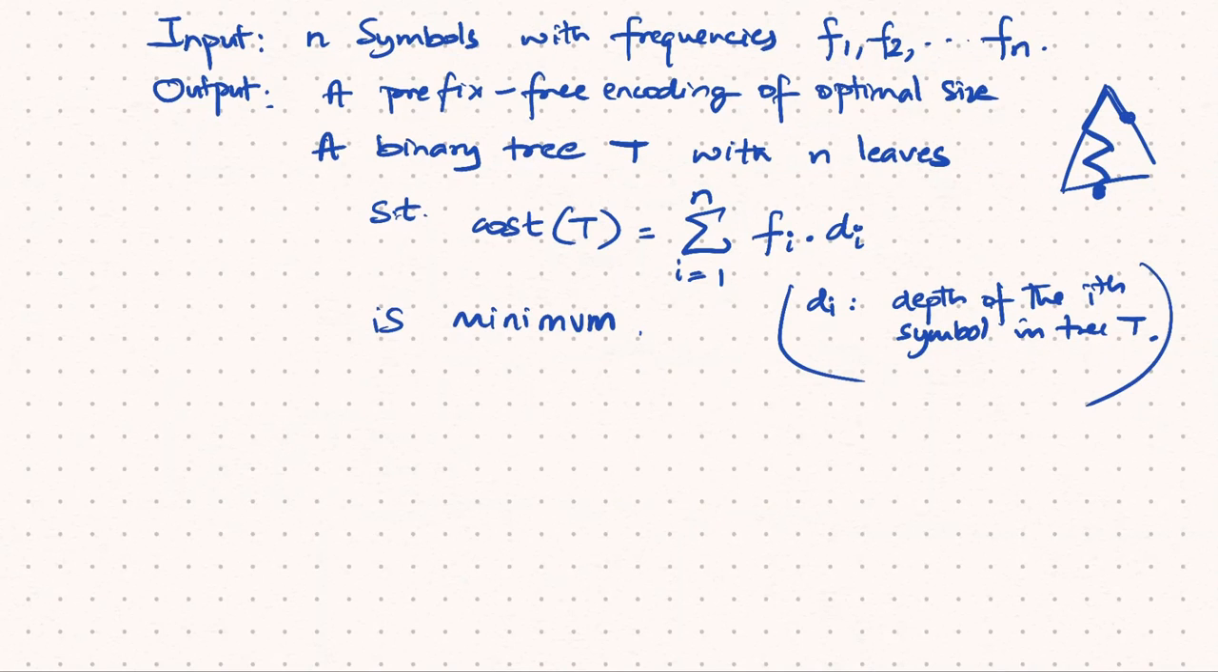You see that this is again a combinatorial optimization problem, where the object we're trying to find is this binary tree. We're looking for a binary tree which has the minimal cost. We'll see how we can go about doing this in the subsequent videos.